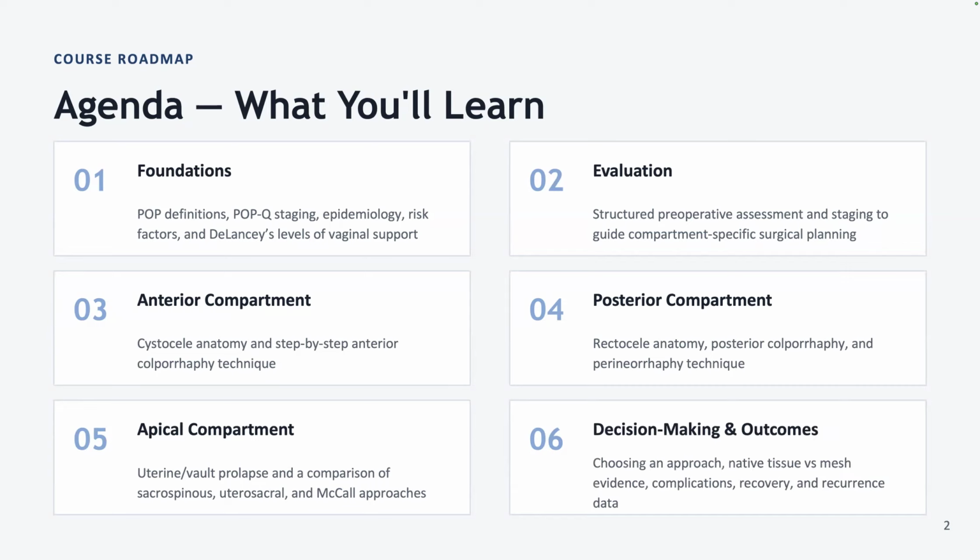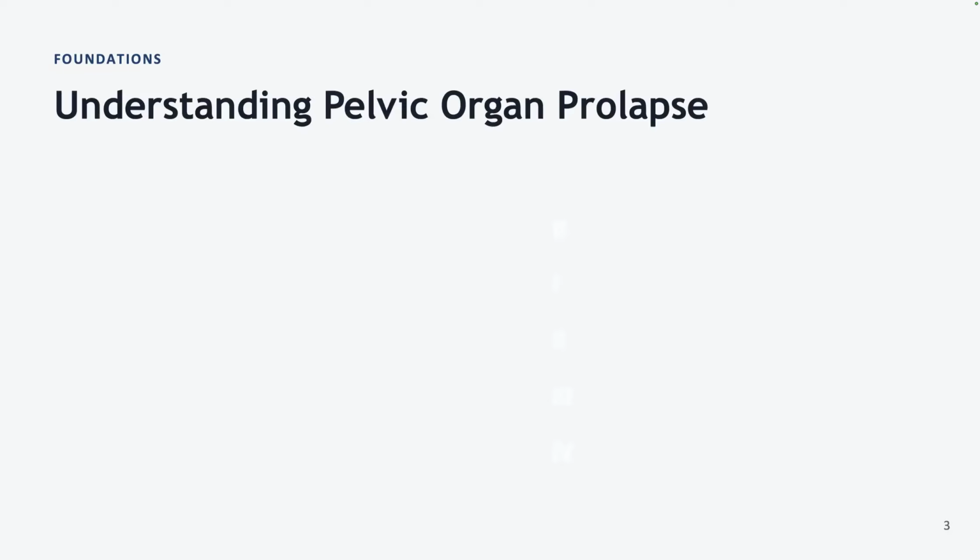And decision-making and outcomes. What is the approach? What is the native tissue versus mesh evidence? What are the complications? What are the recovery, recurrence, and data? So the foundation is understanding pelvic organ prolapse.